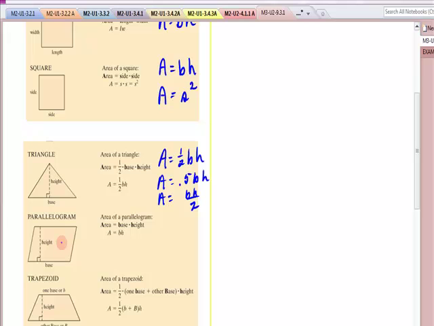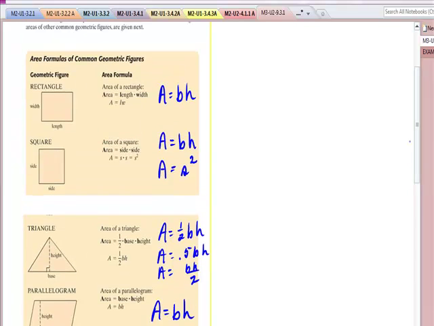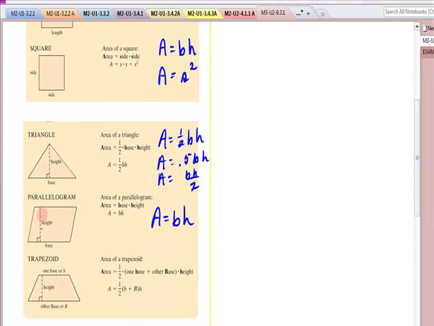A parallelogram. Now, a rectangle is a parallelogram, a square is a parallelogram. It means that the left and right sides are parallel, the top and the bottom are parallel. The area formula for a parallelogram is the same as it is for a rectangle. It is base times height. The difference is the height is not one of the sides like it is in a rectangle. It is the distance between the top and the bottom.